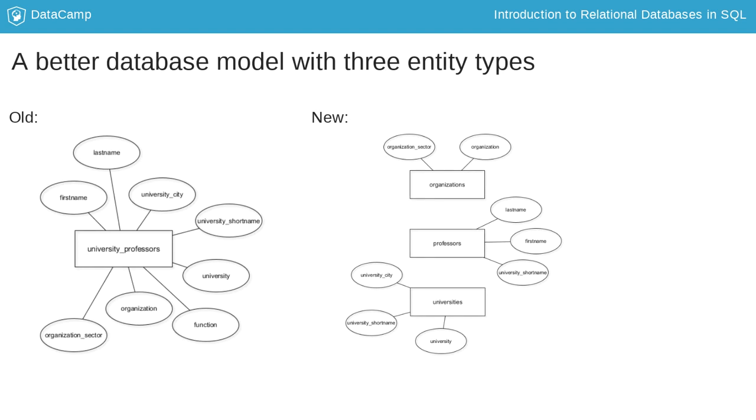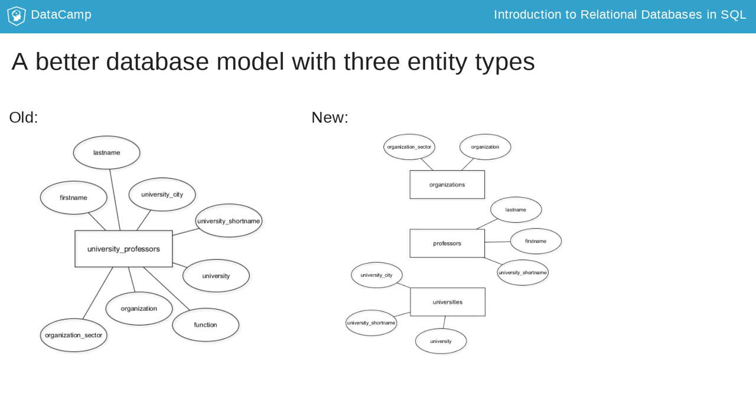So this updated entity relationship model on the right side would be better suited. It represents 3 entity types: professors, universities, and organizations in their own tables, with respective attributes. This reduces redundancy, as professors, unlike now, need to be stored only once. Note that for each professor, the respective university is also denoted through the university short name attribute.